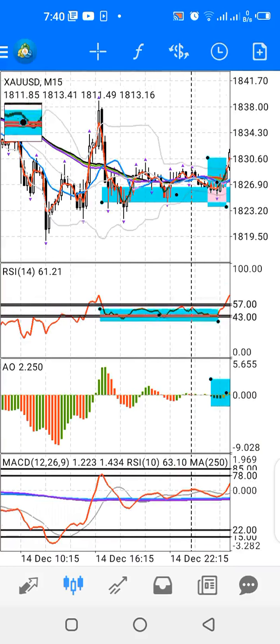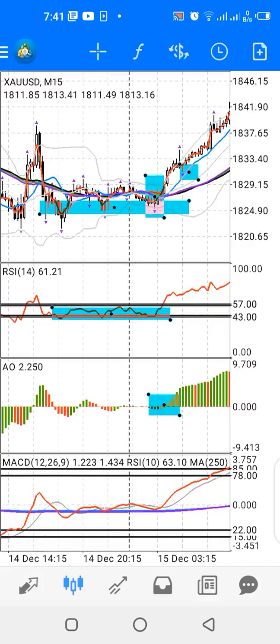Now when it stays within the levels like you have around here, that's your range, you stay out of action. You don't buy, you don't sell, and you wait for breakout.